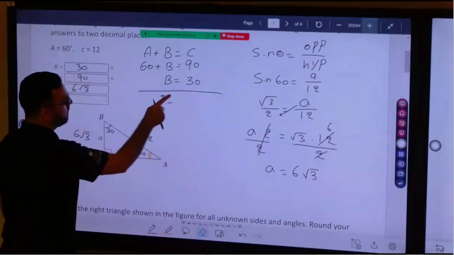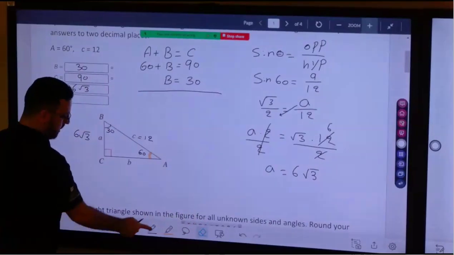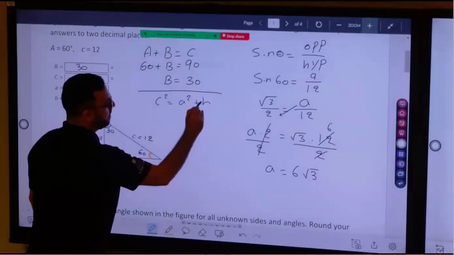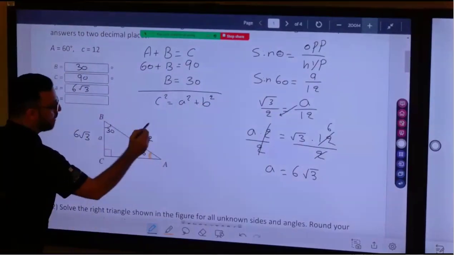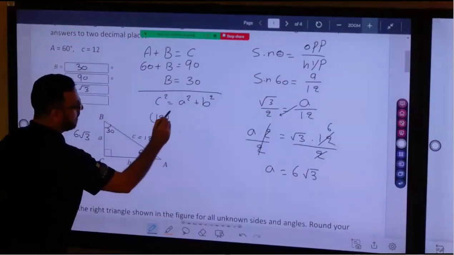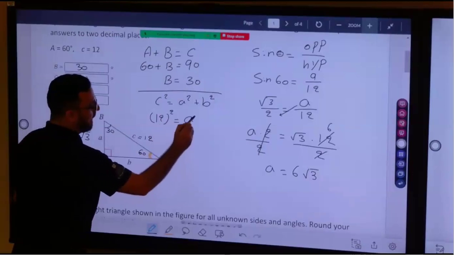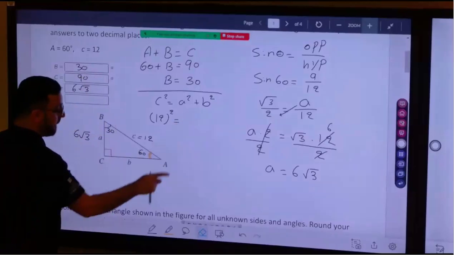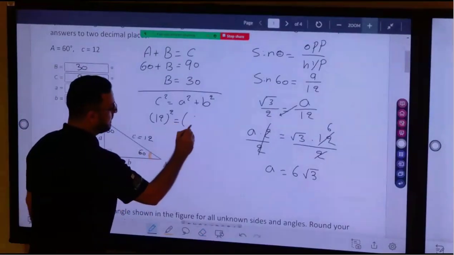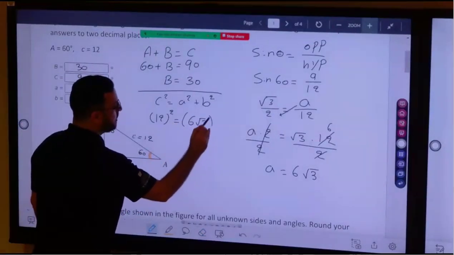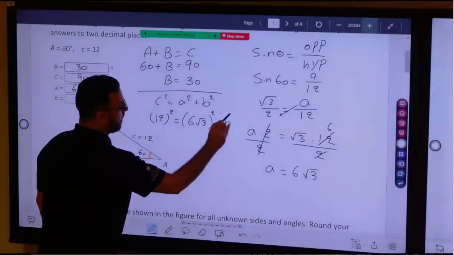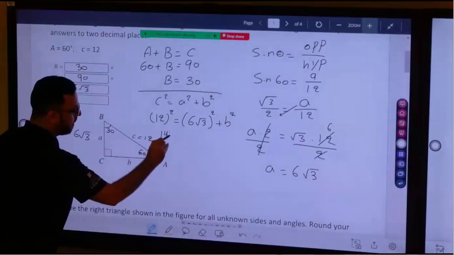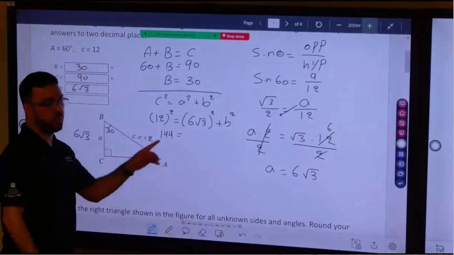You're going to say C squared equals A squared plus B squared. C squared, which is 12 squared, equals A squared. How much is A? 6 square root of 3. Yes, and be careful here. 6 square root of 3, squared, plus B squared. This one is going to be what? 144.